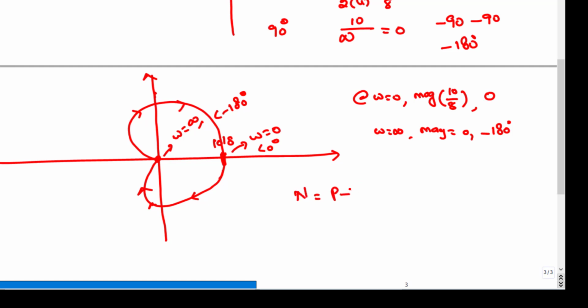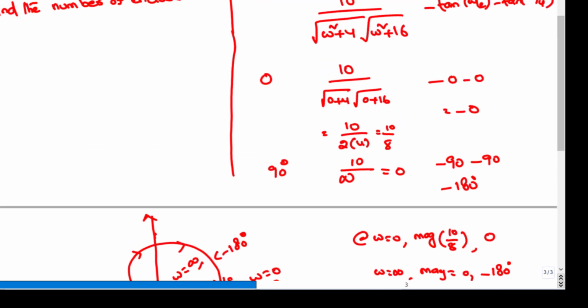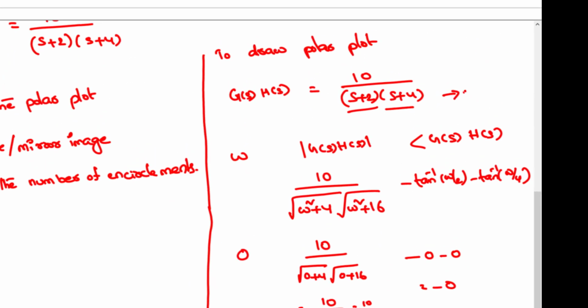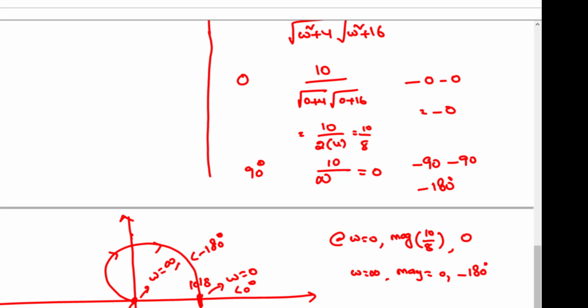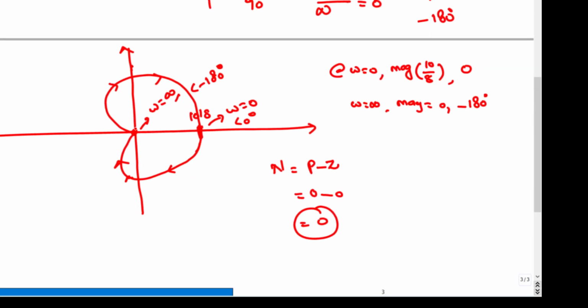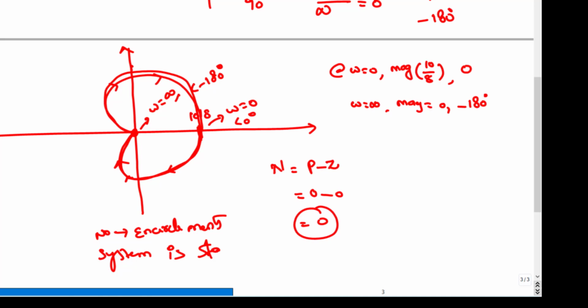Now the number of encirclements is N equal to P minus Z. How many open loop poles are there on the right hand side? Just see above. It is 0, right? The number of open loop poles is 0. So let us put N equal to 0 and Z is also 0. So when P is equal to 0 and Z is equal to 0, it is not actually encircling the origin. It is just touching the origin, going over the origin. So it is not encircling the origin. So the number of encirclements is 0, so it means stable.